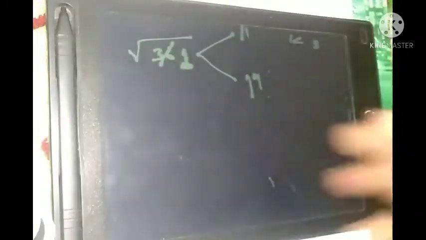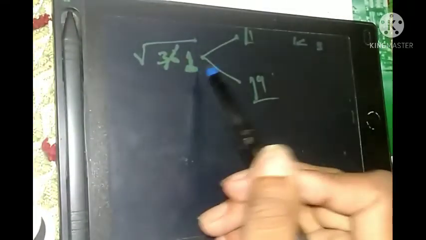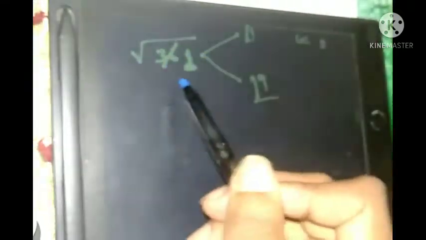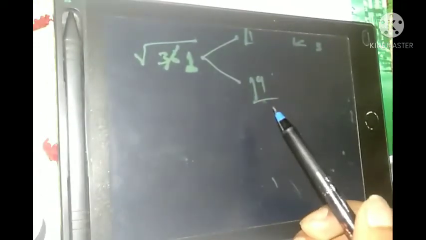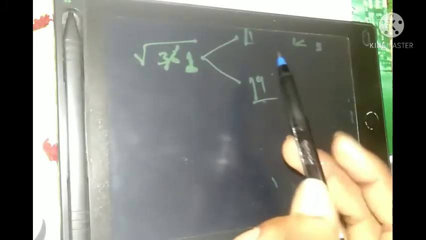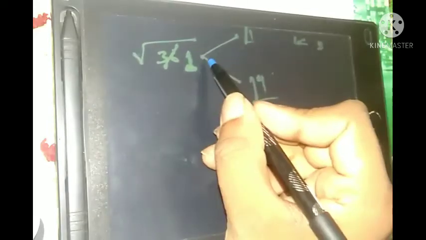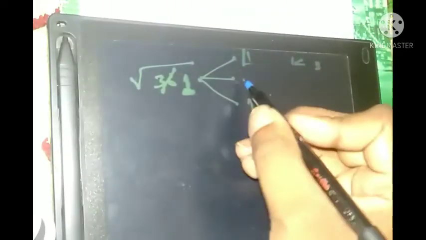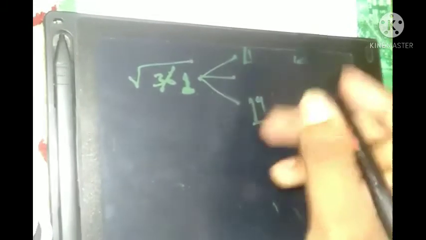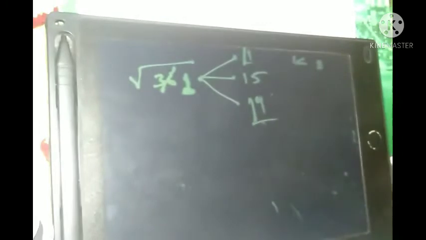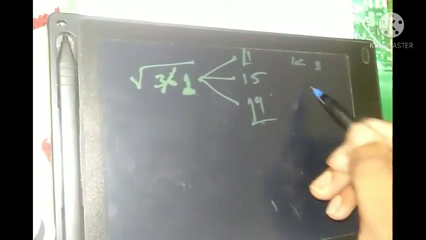Now these are the two possibilities for the root of 361. The root of 361 is maybe 11 or maybe 19. Now we have to check the exact root. We take any number in between 11 and 19. Suppose we take 15. I already told you how to find the 15 square.